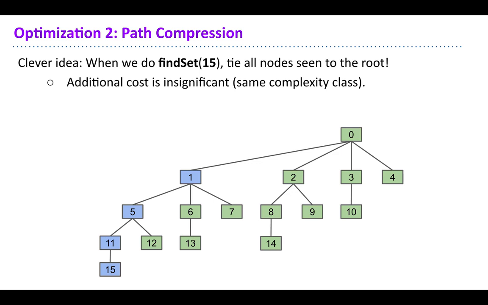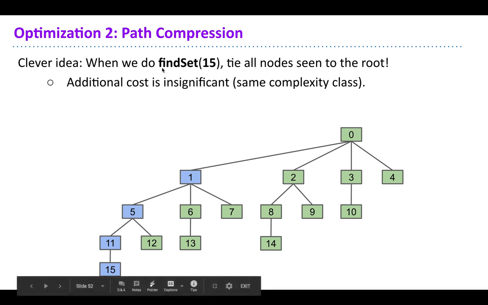Like I said before, the main thing influencing the runtime of any of these operations is the height of the tree. Our first optimization was to keep the heights small, so always point the smaller thing at the larger thing, and hopefully the heights will stay relatively small. Our second optimization is also going to keep the height small. Whenever I call find set on a node, for example find set of 15, you can think about what happens here.